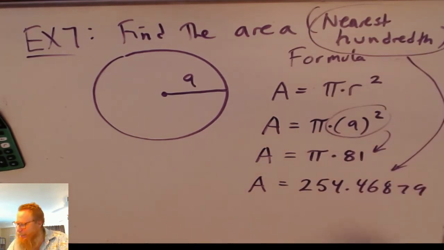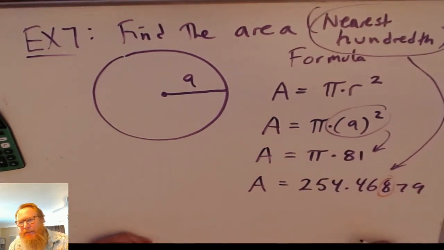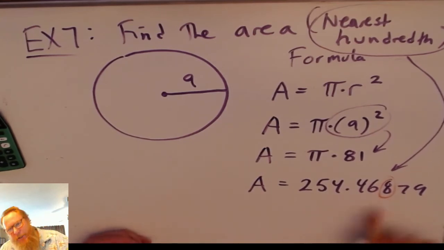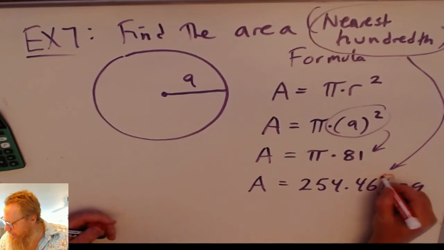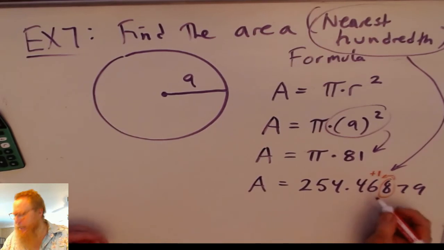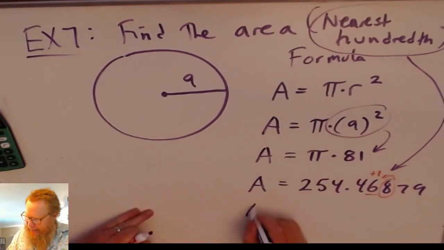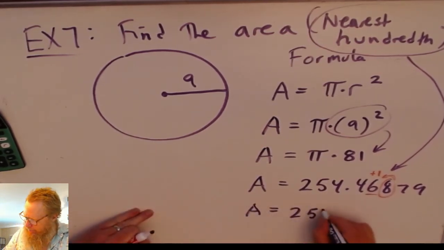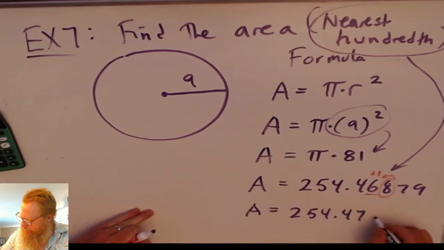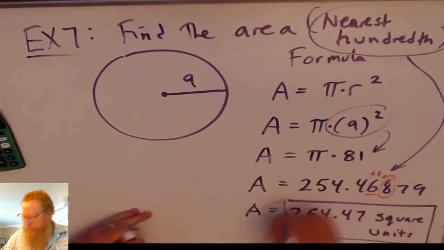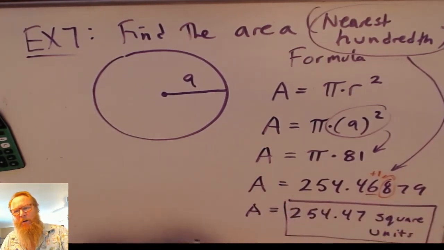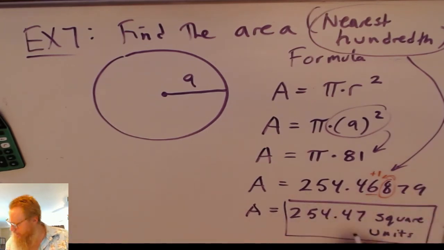So this time the dictator is the 8, right? You go 1 digit past whatever it's asking for. And so that 8 is going to be bigger than 5. Anything bigger than 5, you would add 1 to the next digit. And so that 6 is going to become a 7. And this is square units. 254.47 square units.